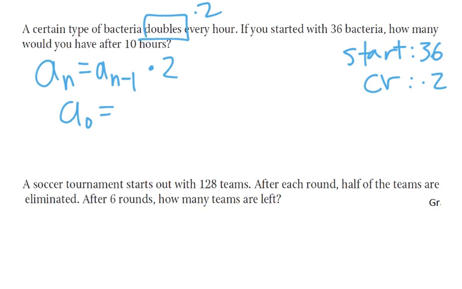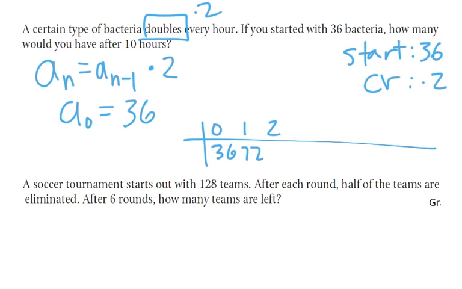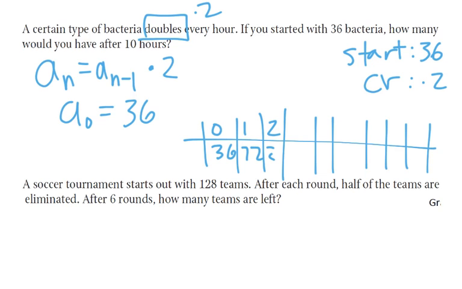A sub 0 equals 36. Okay, if I wanted to figure that out, the first term would be, if we double 36, that would be 72. If we double 72, because we'd have to keep going until we get to 10, right? So I'd probably end up needing to use a calculator to help me out. So 72 times 2 is 144, times 2, 288, times 2, 576. That's 3, 4, 5, 6, 7, 8, 9, and then 10.